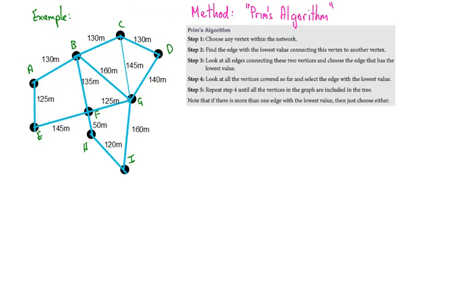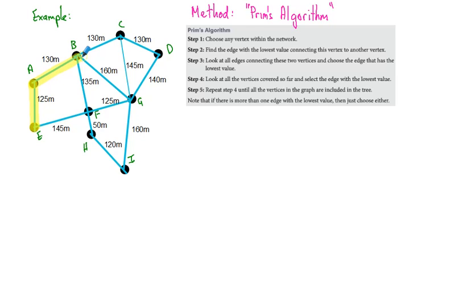So, for example, let's pick E. Why not? Here's E. I'm going to make that bigger. E to F is 445. E to A is 225. That's the shortest path, so that's the one I'm going to do. Step 3. Look at all the edges connecting these 2 vertices and choose the lowest one. So this is still 145. That's 130. So I'm going to pick that one.